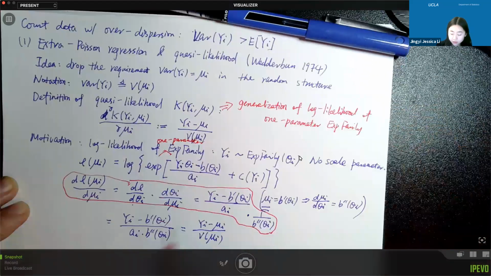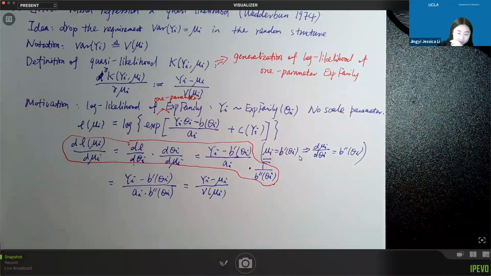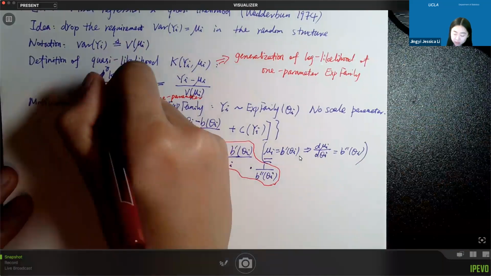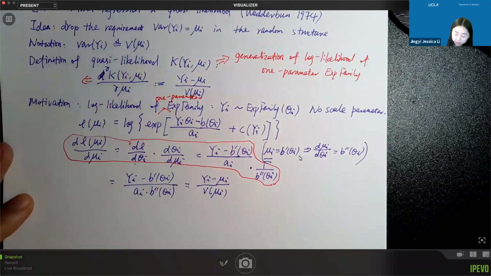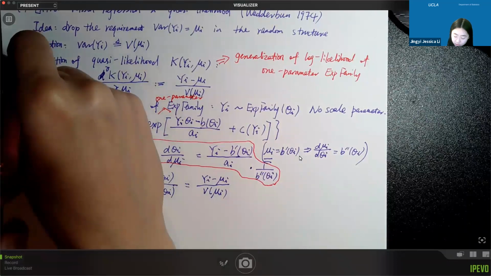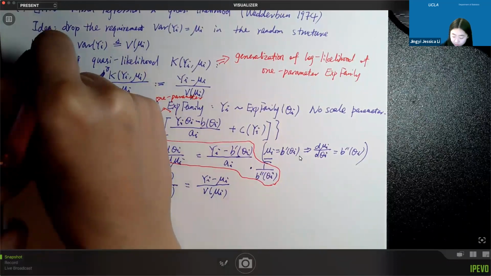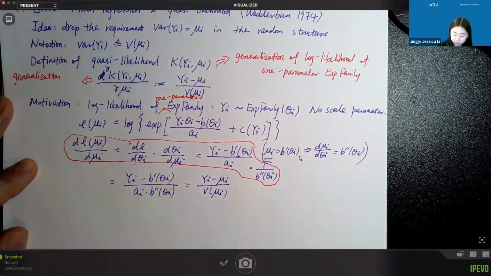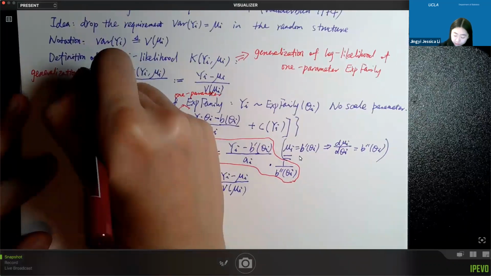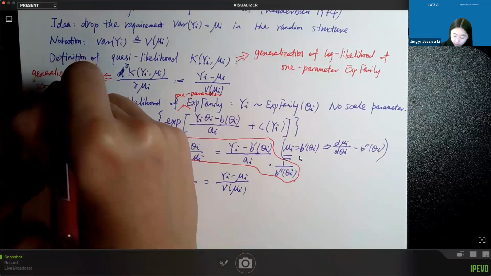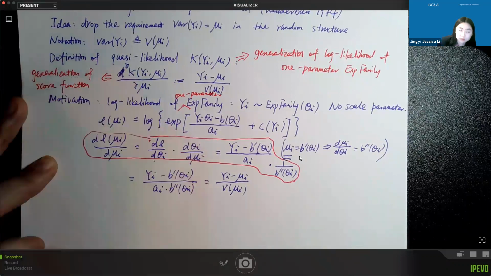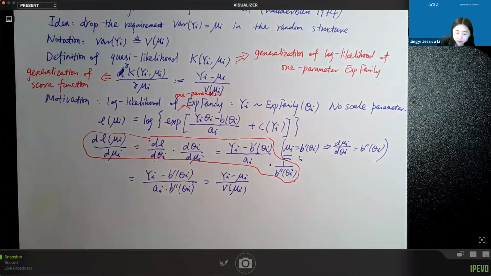That's what we have for quasi likelihood. And for this quasi likelihood definition, we also have some properties that are similar to what we have for the log likelihood. So you see this term, this differentiation can be regarded as the generalization of the score function, because we know the score function is the derivative of the log likelihood. So we also have it here.